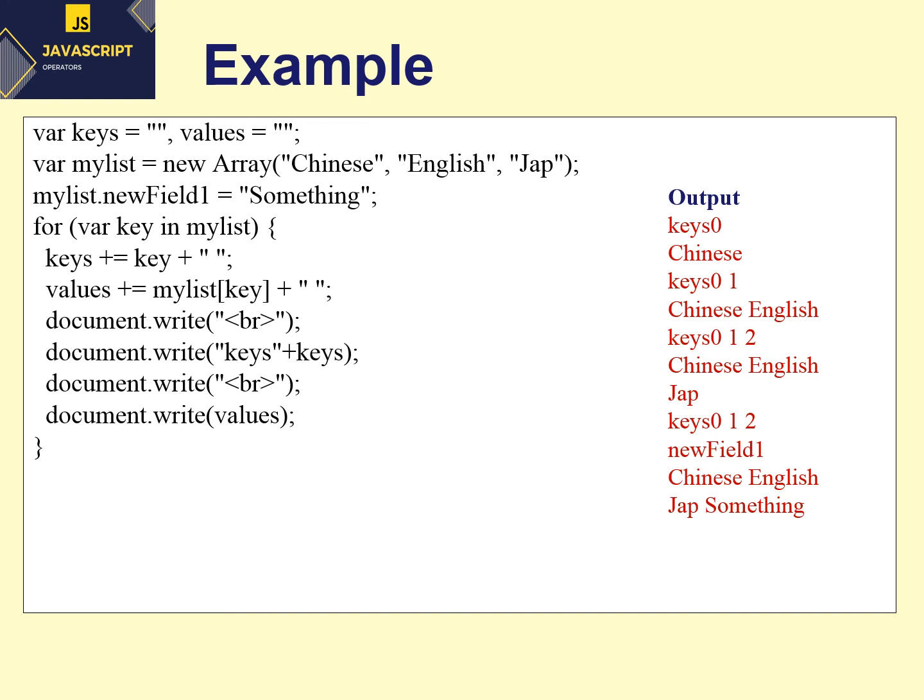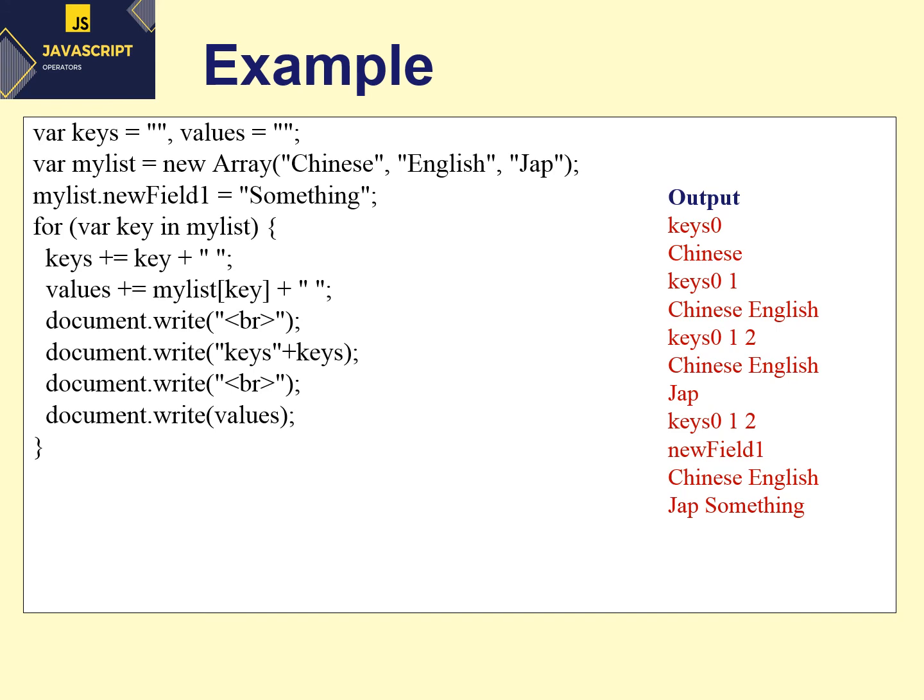Now we can see there is a for loop, for variable key in mylist. So we iterate through the indices of the mylist array. For variable key in mylist, keys plus equal to key. Initially keys has the empty string. So at the first index, it will be 0 plus a space. So 0 plus a space is there. At present, keys has the value 0 plus a space.